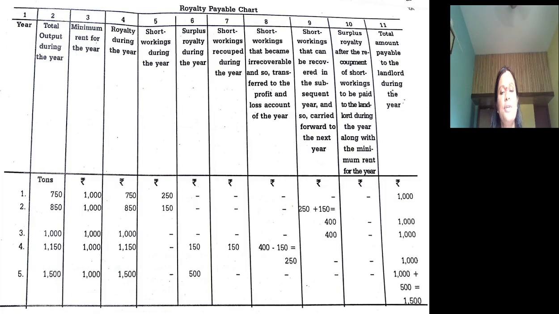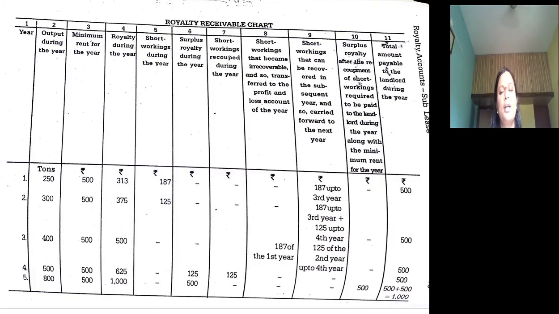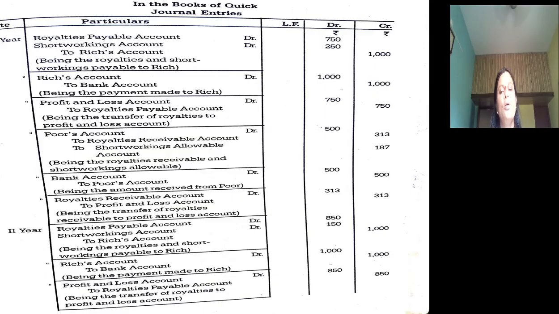In the last session we concentrated on preparation of the royalty payable chart and royalty receivable chart. In this session we are concentrating on passing entries and preparing accounts in the books of Quick. Who is Quick? Quick is the main lessee and sublessor. So first we have to pass entries in the capacity of main lessee, later in the capacity of sublessor.